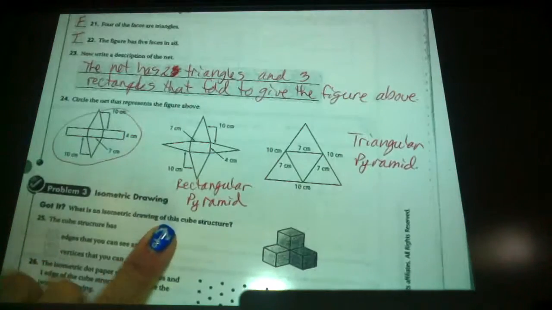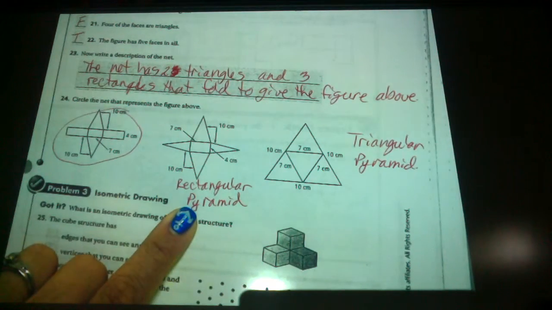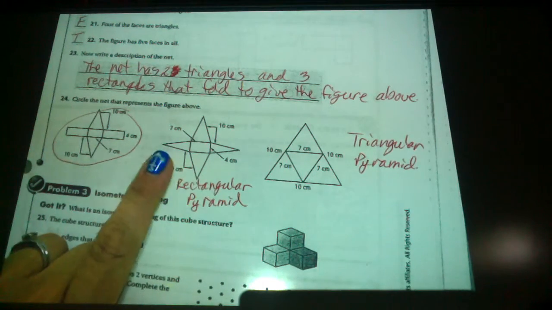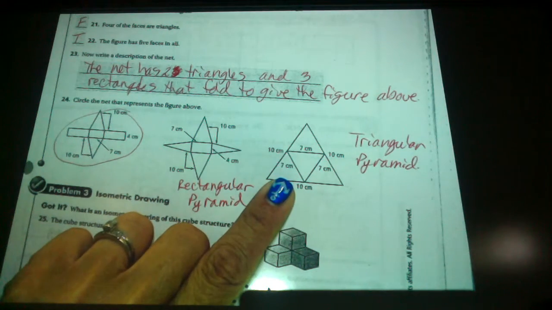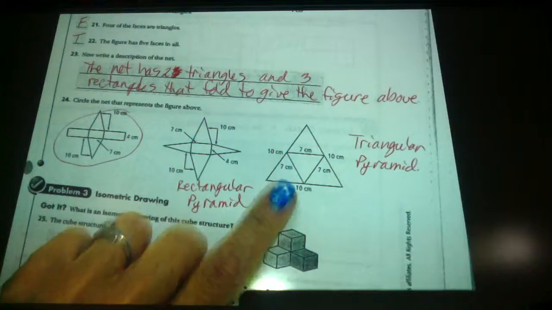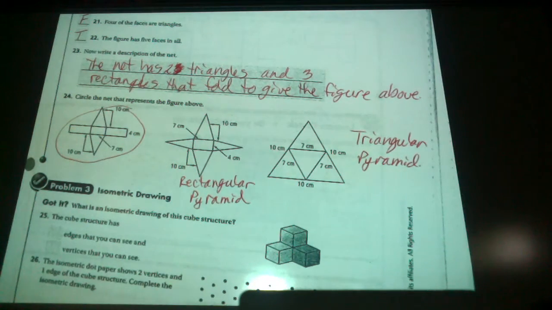This net here is for a rectangular pyramid because these triangles all come up to a point. It does have 5 faces, but it's the wrong net. And then this one is a triangular pyramid, and it only has 4 faces, not 5, so it can't be the proper net either.